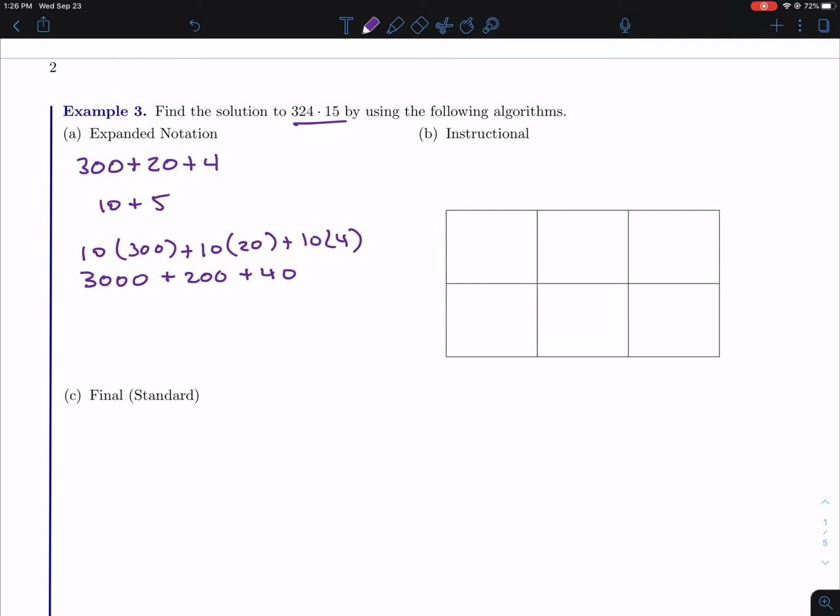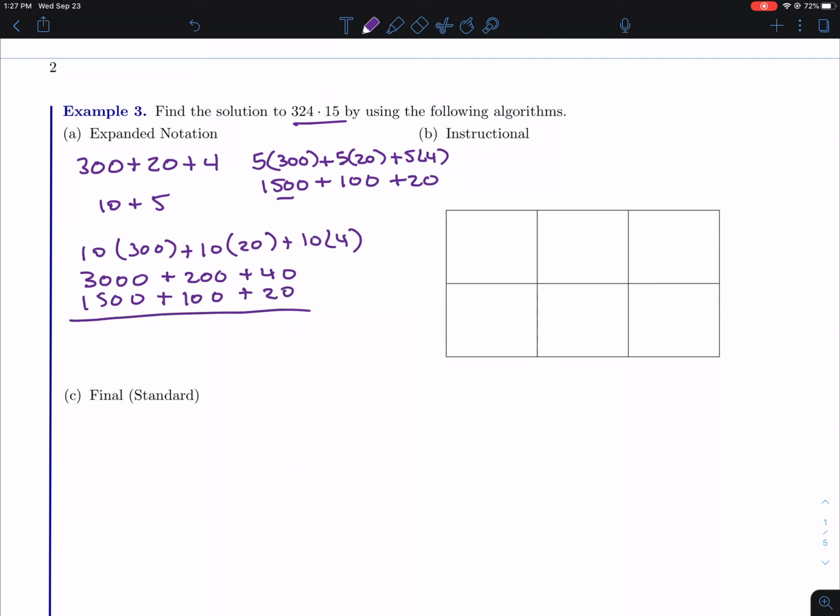And then now do the same thing with 5. I'm going to actually do it up here at the moment, so that I can show you how I'll add these up in a second. So 5 times 300 would be 1500. 5 times 20 would be 100. 5 times 4 is 20. And now let's line these guys up underneath. So we'll put the 1500 down with the 3000, line the 100 up with the 200, and line the 20 up with the 40. And so now we can just add these guys up and down.